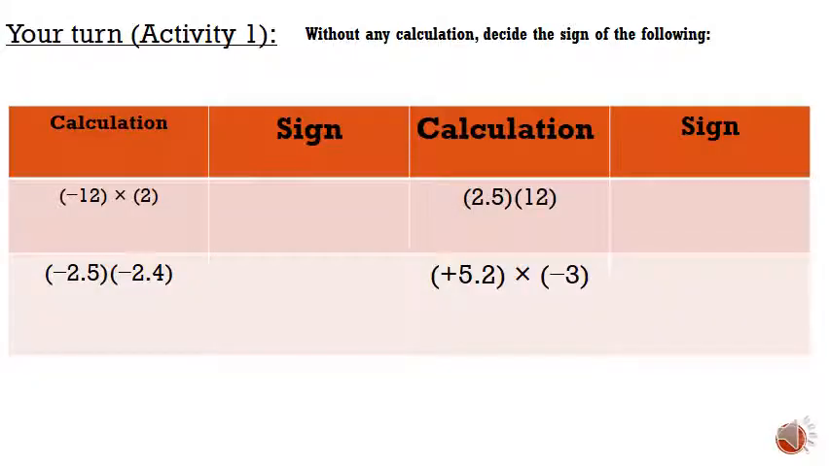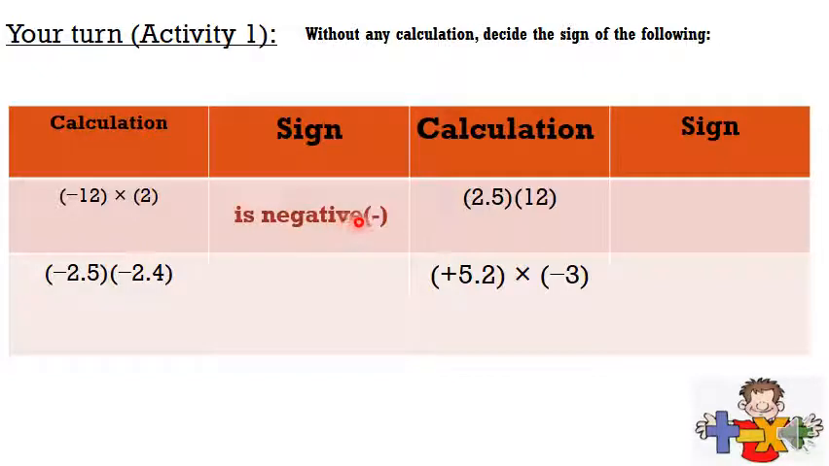Okay, now let's make an activity. Without calculation, I don't need to find the answer, just to find the sign of these calculations. So the first one, negative 12 times 2. Here we don't have a sign, so the sign of 2 is positive. We said that if I multiply two signed numbers of different signs, their answer will be negative. So the first one, its answer is negative.